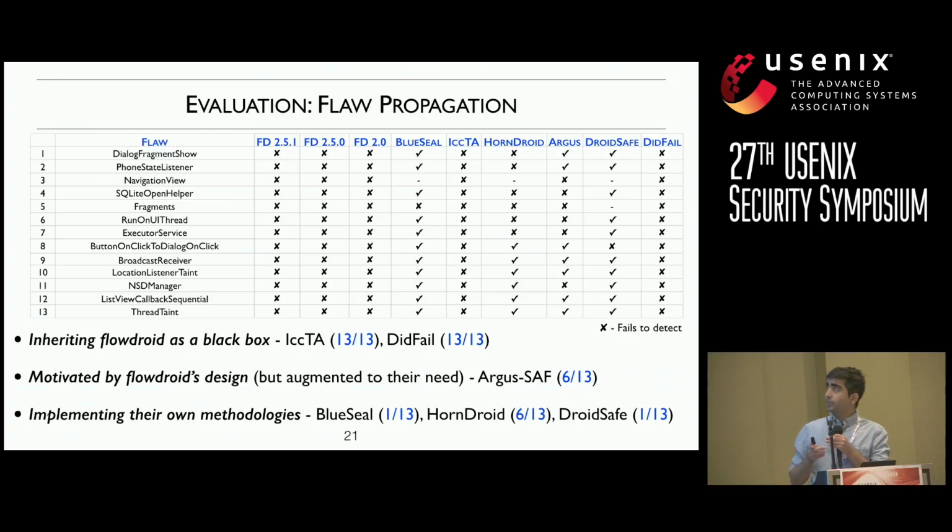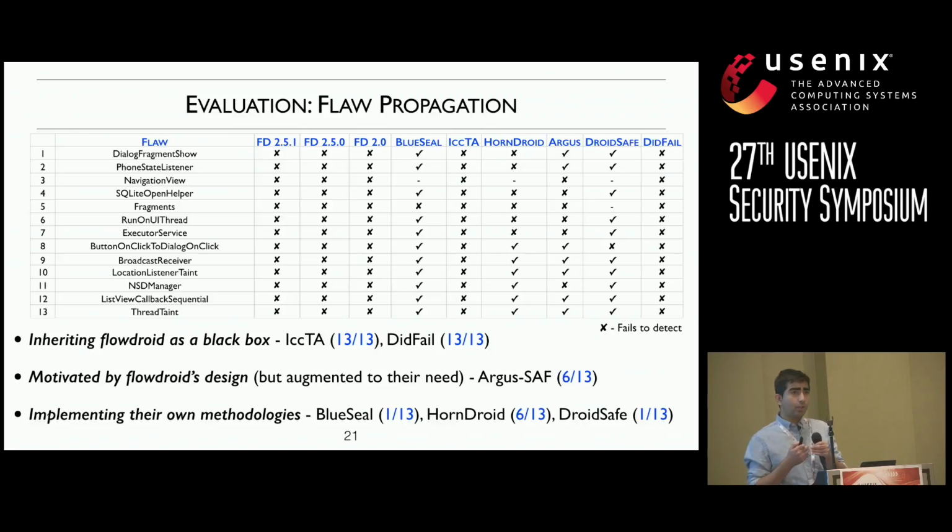The table here represents 6 different tools, along with 3 different versions of FlowDroid, which were released during our study. And so we tested the 13 flaws. We generated minimal APKs for the 13 flaws we found in FlowDroid, and we ran those APKs against all of these tools. The cross represents the failure of the tool to detect these flaws.